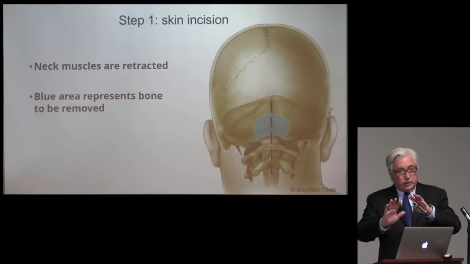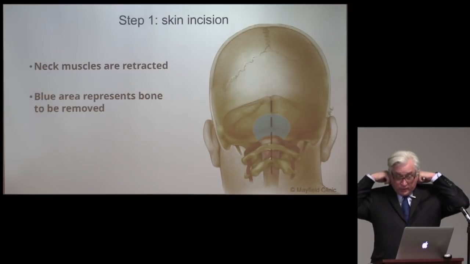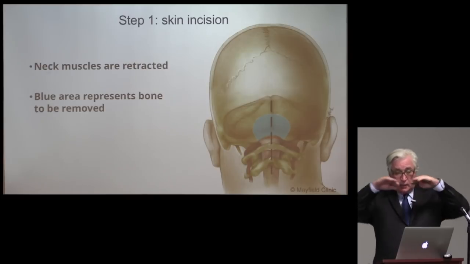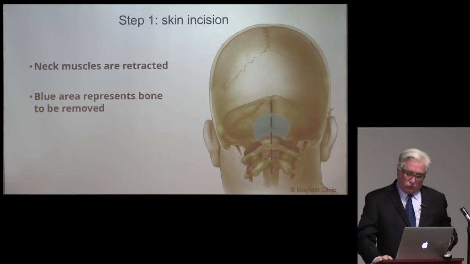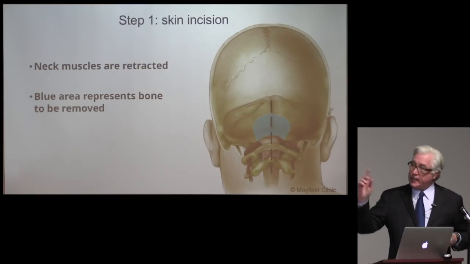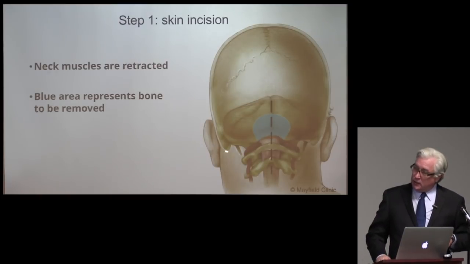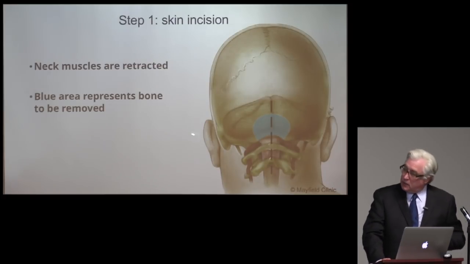And then there's muscles under there. You can feel all those muscles. They're thick bands of muscles in the back, so we have to spread those apart. We have little devices that hold those spread apart, and then we actually expose the bone and then cut out a section of that bone.